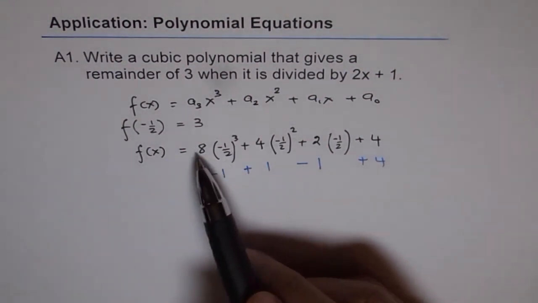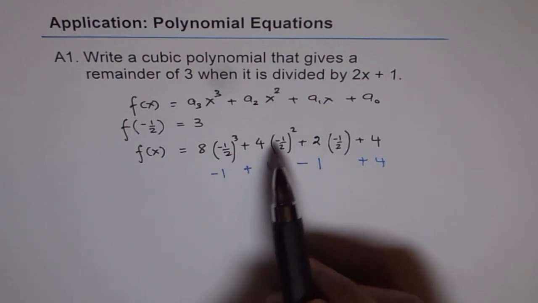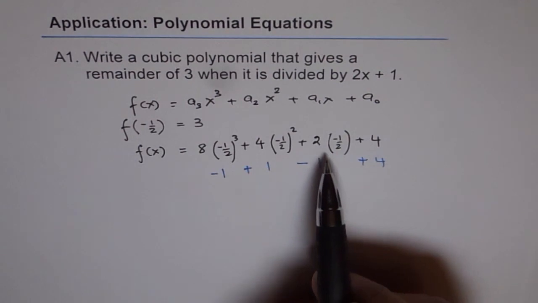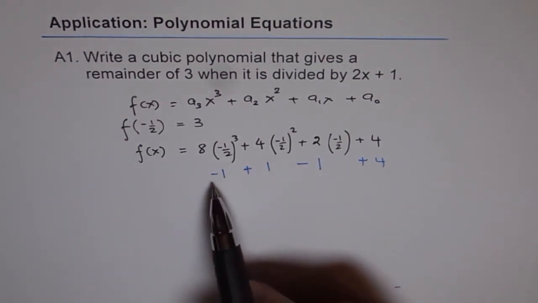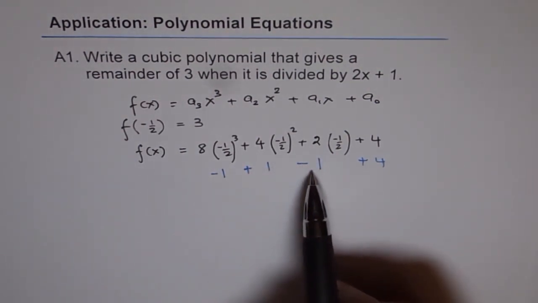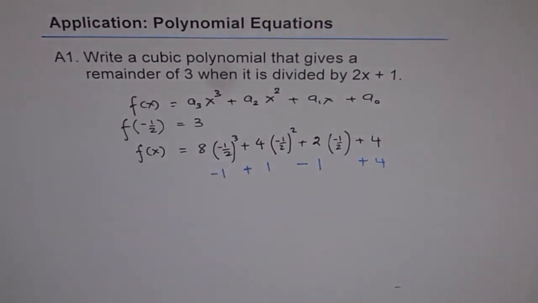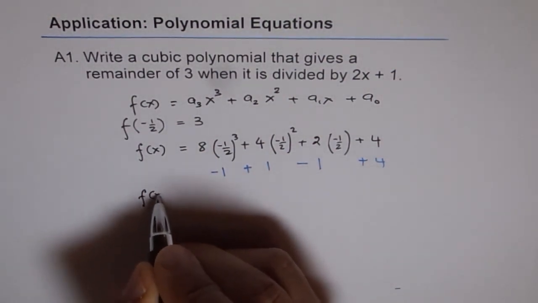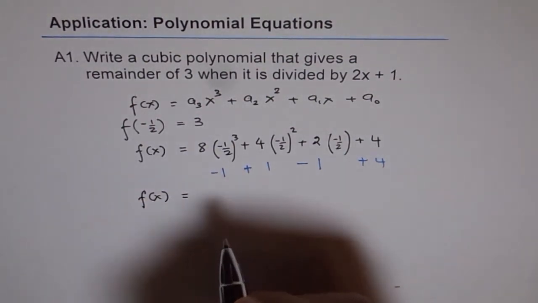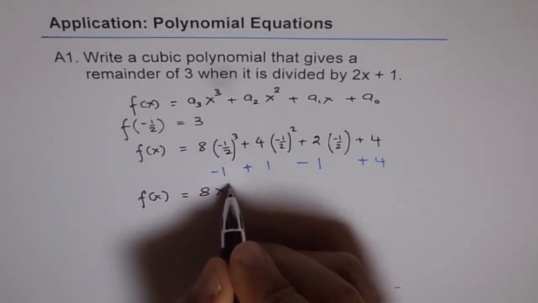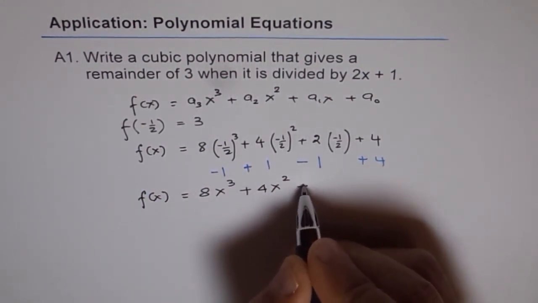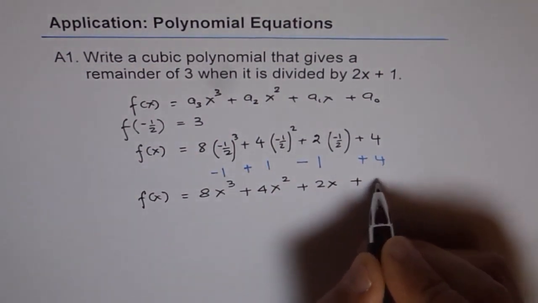So minus half cubed times 8 is minus 1. Minus half squared times 4 is plus 1. Minus half times 2 is minus 1. And minus 1 plus 1 is 0. Then we have minus 1. And the number 4 when added gives me 3. It works perfectly fine for me. And therefore, I write down my answer. My solution is f of x. The cubic polynomial for us is 8x cubed plus 4x squared plus 2x plus 4.